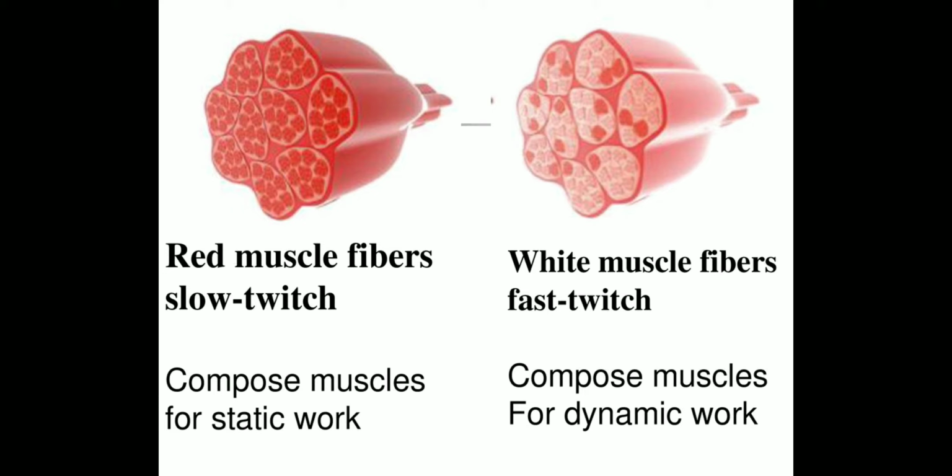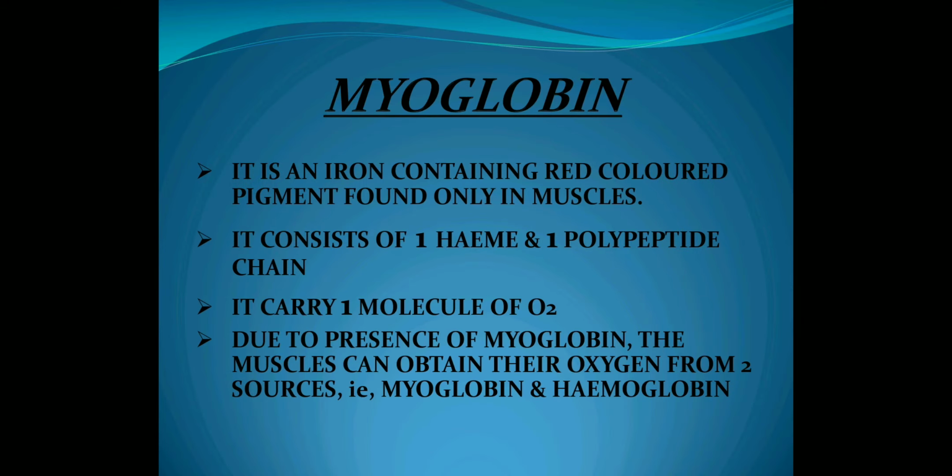Now another important thing, as I told you, red muscles have a large amount of myoglobin, while white muscles have a low amount of myoglobin. What is myoglobin actually? Myoglobin is an iron-containing red color pigment which is found only in muscles. This myoglobin consists of one heme and one polypeptide chain, so it can carry one molecule of oxygen.